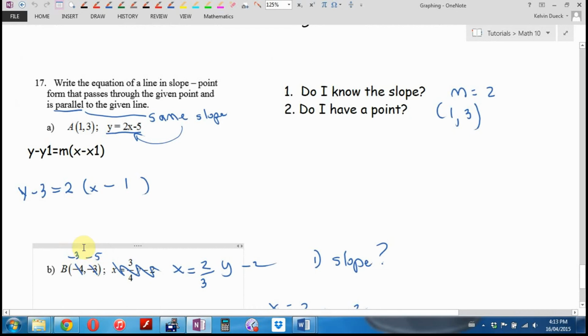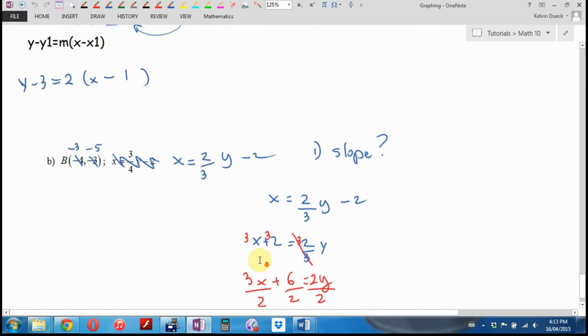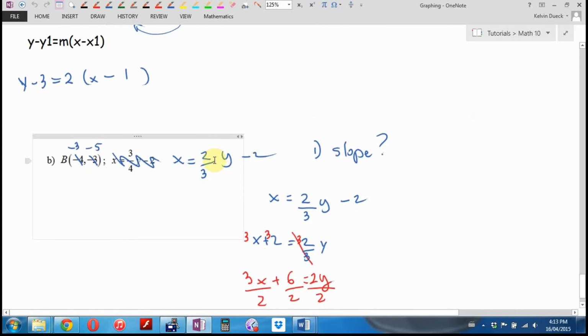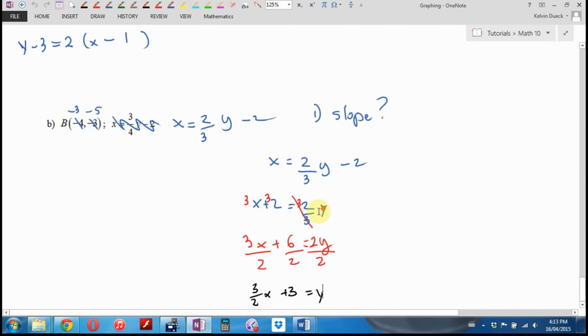So, they gave me, here's what they said then. Here's the point that I made up to change the question, -3, -5, and here's the equation, x equals 2/3 y minus 2. I said, okay, how can I find the slope? If they give me an equation, I can find its slope by getting the y by itself. So that's what we did. So, you ready? I ask myself two questions. Do you remember what was the first question?